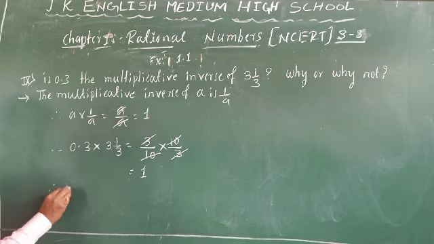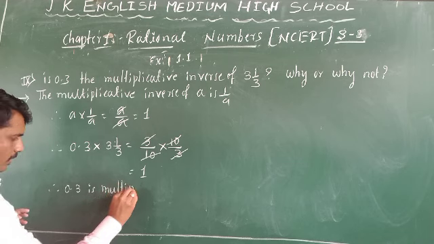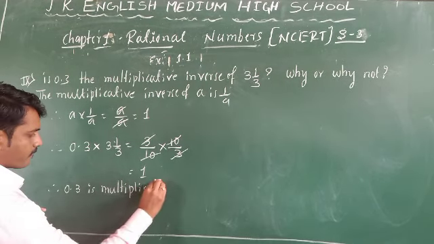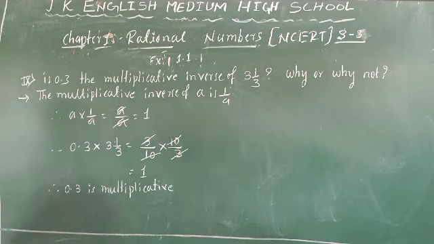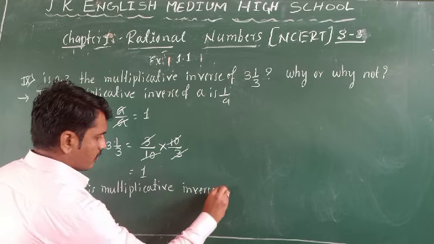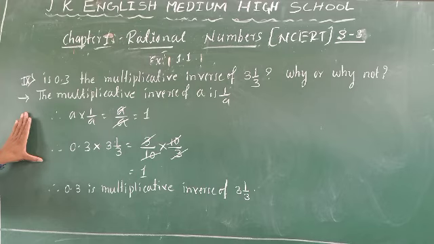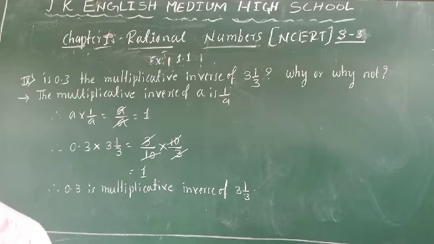Therefore 0.3 is the multiplicative inverse of 3 integer 1 upon 3. Clear, children? Okay. So the 9th main is finished.